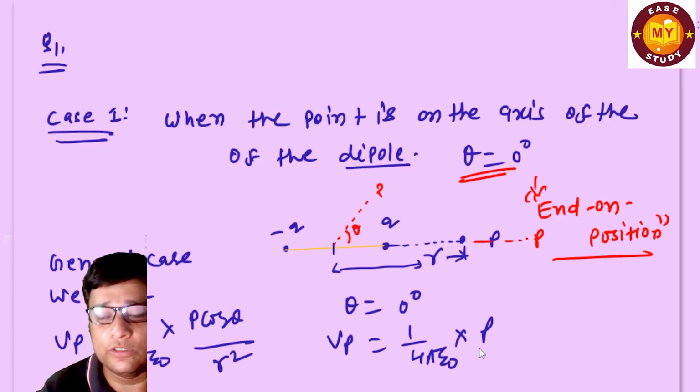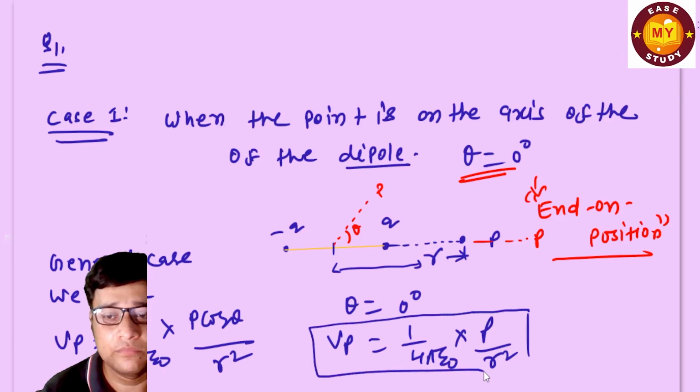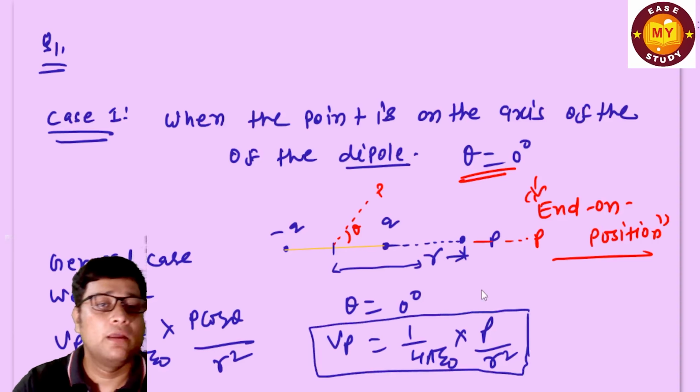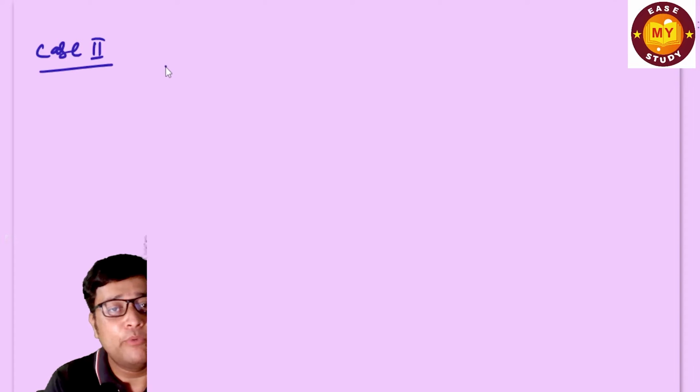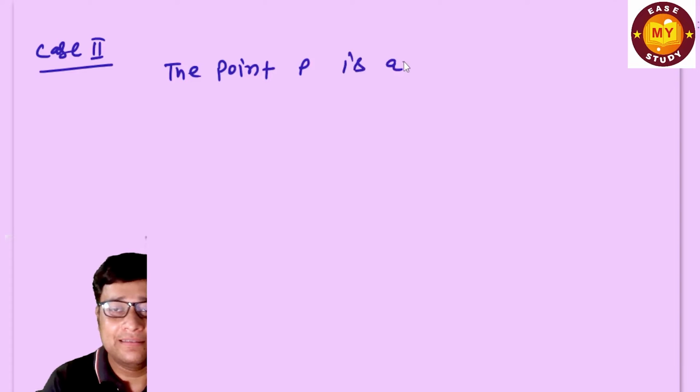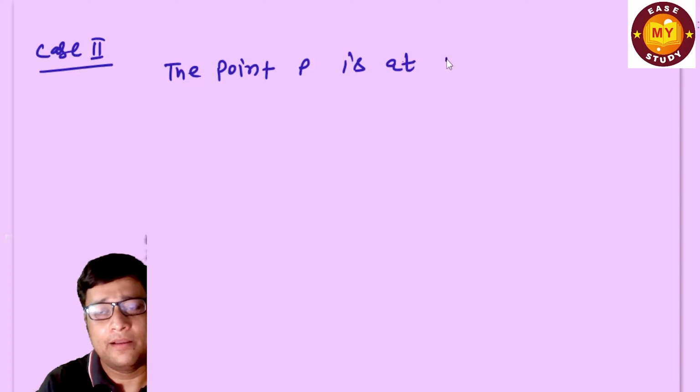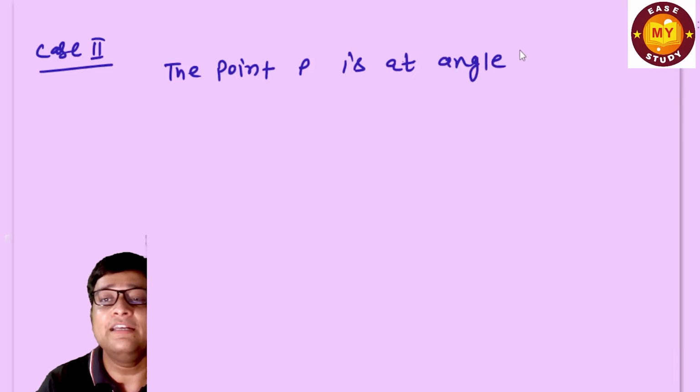Cos theta is 0. This is P by some R square. Okay. Now the second case, case 2. Suppose my point, the point P, is at an angle of 90 degree.